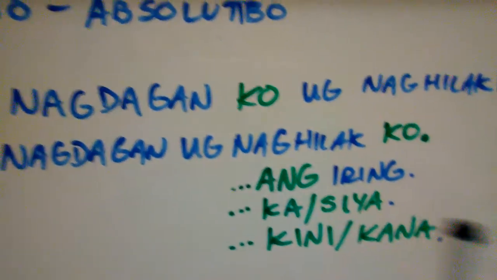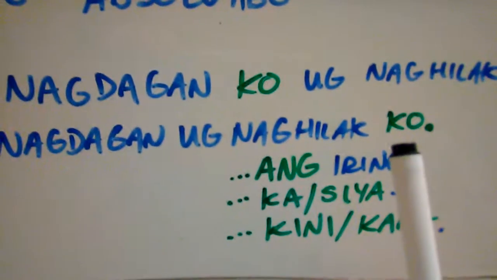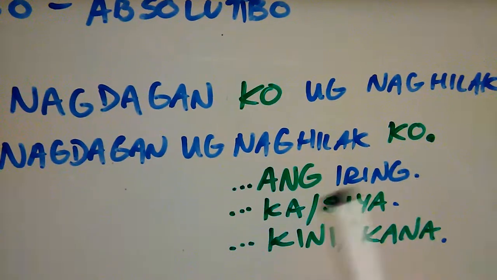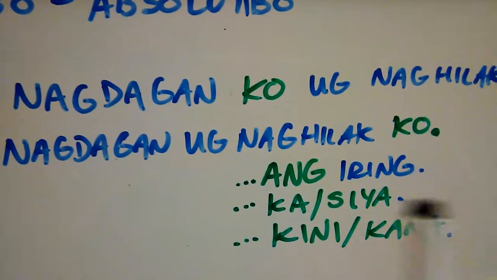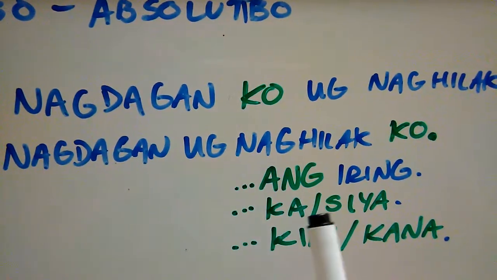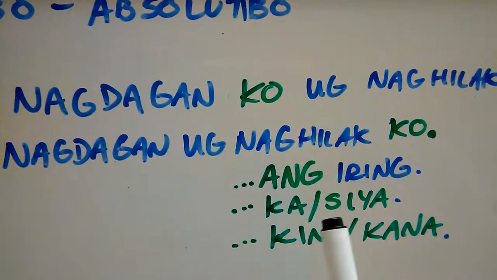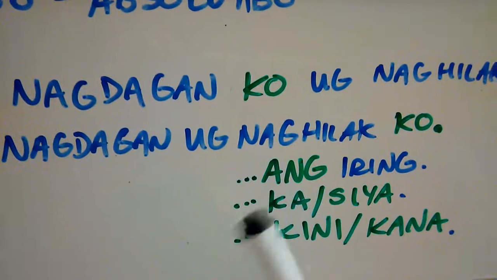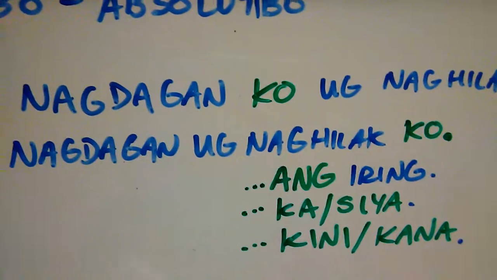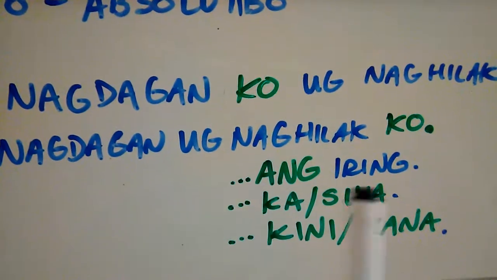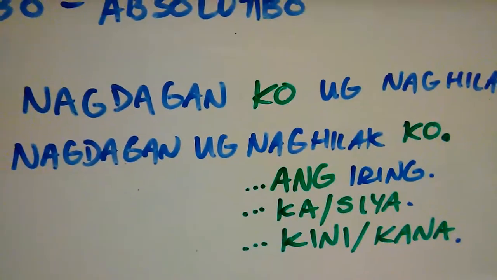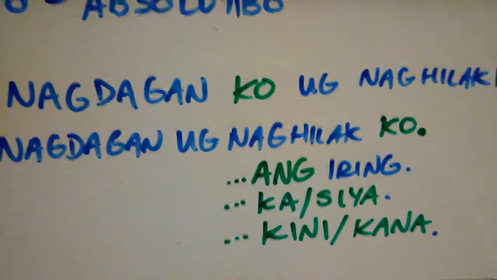Again, ko is a pronoun in the absolutive case, meaning if we don't want to talk about us and we want to talk about other people, you have to use the same pronoun in the absolutive case. So ka for ikaw, remember the short form is used, ka, or if you want to talk about the other person, siya, he or she, right? Nagdagan ug naghilak ka, nagdagan ug naghilak siya, nagdagan ug naghilak ko. They all make sense. I wouldn't change the case into an ergative case, for example, because we're still talking about us. We're not an object of the sentence, right?